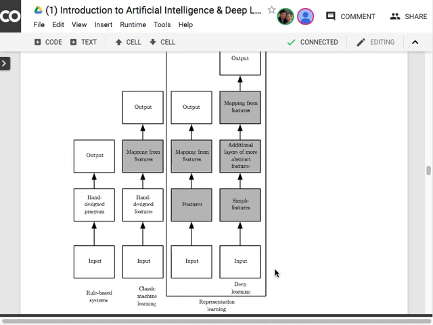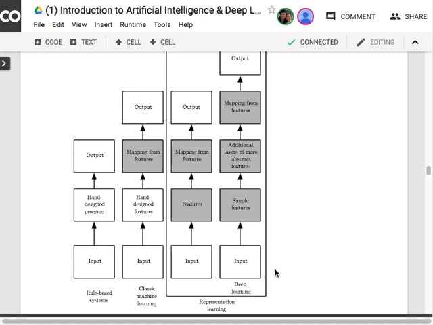The second one is classic machine learning. We have the input, and the human does the feature extraction for them, and then this part is for the computer to do. The machine does it first, in the shaded part, and we have the output of the designed class. And the next one is representation learning.